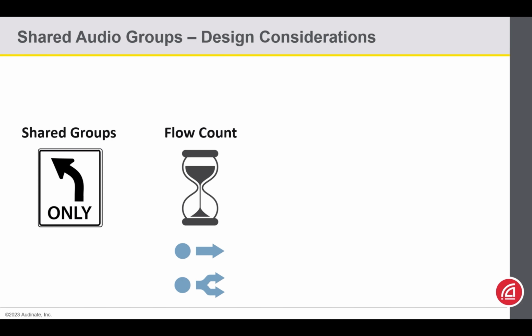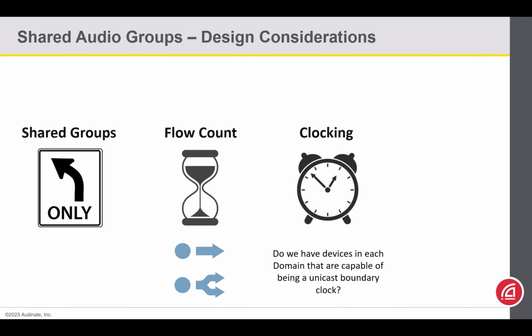Now, depending on the complexity of the deployment, you may need to engage AudioNet for design assistance. So reach out to your friendly neighborhood AudioNet salesperson. An important design parameter is clocking. We'll need to ask ourselves questions like, do we have devices in each domain that are capable of being a unicast boundary clock? These are required when creating multi-subnet domains or a multi-subnet shared audio group. Fortunately, most Dante devices have this capability, but you need to be aware of it.